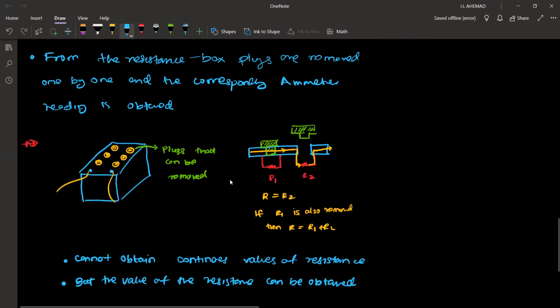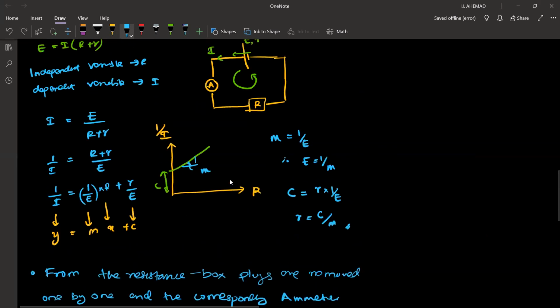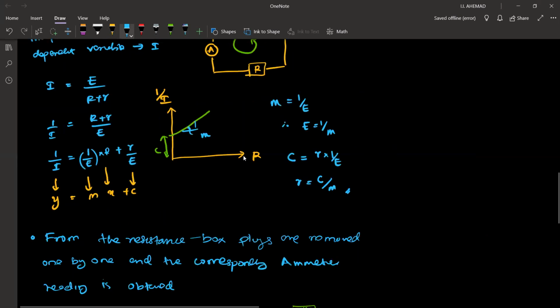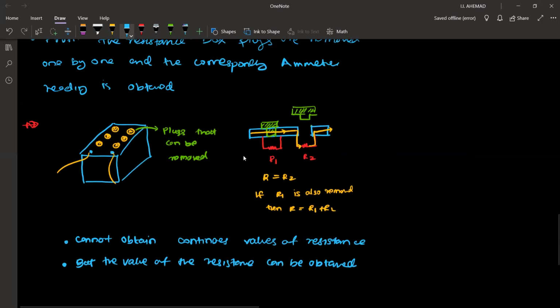Now think about this experiment. In this experiment, can we use a rheostat? Think about this experiment and let me know. Can we use a rheostat?